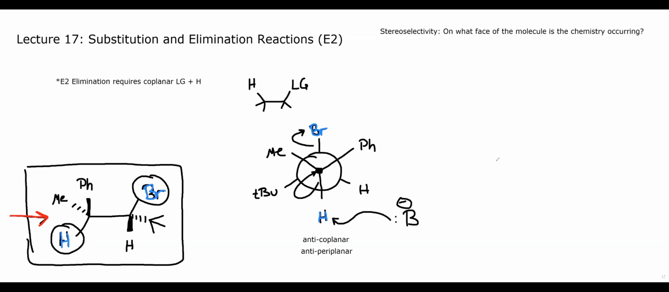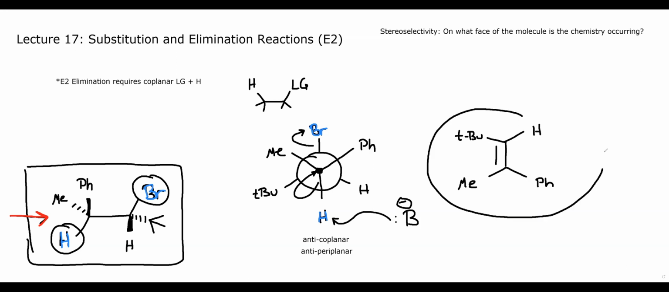So what would that look like? Well, we'd have a double bond. On the front carbon, we have a methyl group and a phenyl group. And on the back carbon, we have a T-butyl group and we have a hydrogen. So this is the only product that we would form via E2 elimination, starting with this substrate on the left. And the reason for that is because E2 elimination requires the leaving group and the hydrogen to be coplanar. So almost every single time they will be anti-periplanar. They will line up opposite each other in the same plane, and then the E2 reaction occurs.